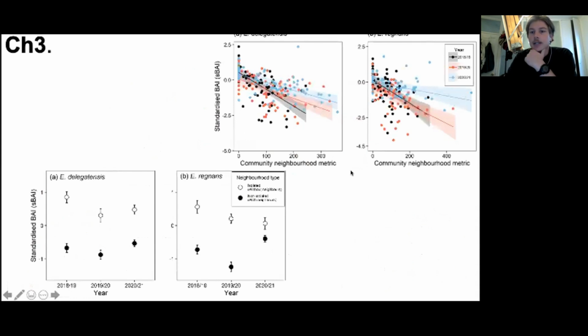And this just supports the previous figure, which I've just brought back here, where you can see the difference between plants with and without neighbours. So you can see here that this difference decreases in that second year slightly, and in the third year a lot, and particularly for Eucalyptus regnans. There's very little difference in that final year, which indicates that neighbours are having very limited effect on regnans growth, which you can also see in this blue line up here where it's almost flat.